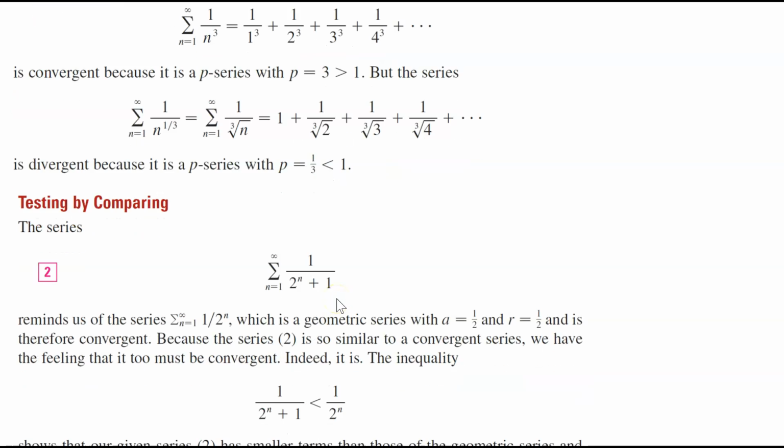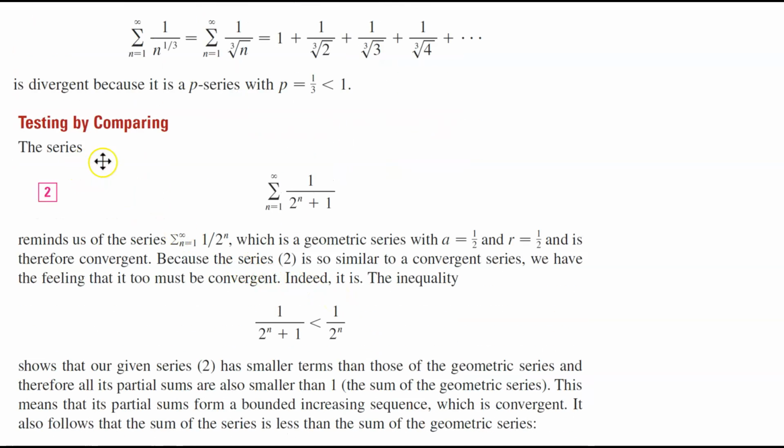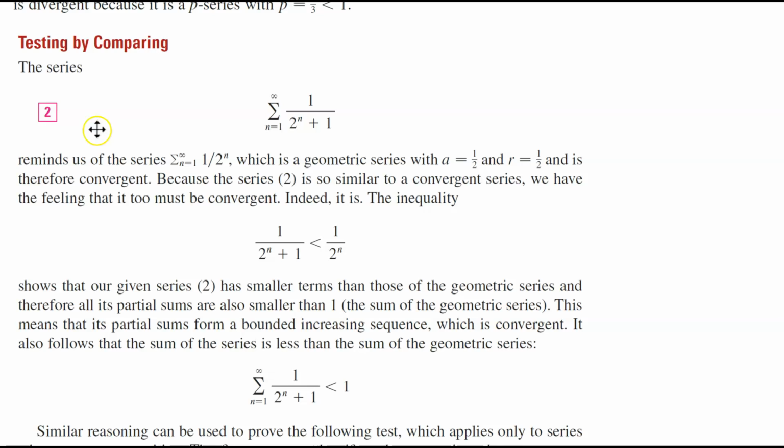Now, testing by comparing. The series 1 over 2 to the n plus 1 reminds us of the series 1 over 2 to the n, which is a geometric series with a equal to 1/2 and r equal to 1/2, and is therefore convergent. Because the series in number 2 is so similar to a convergent series, we have the feeling that it too must be convergent.